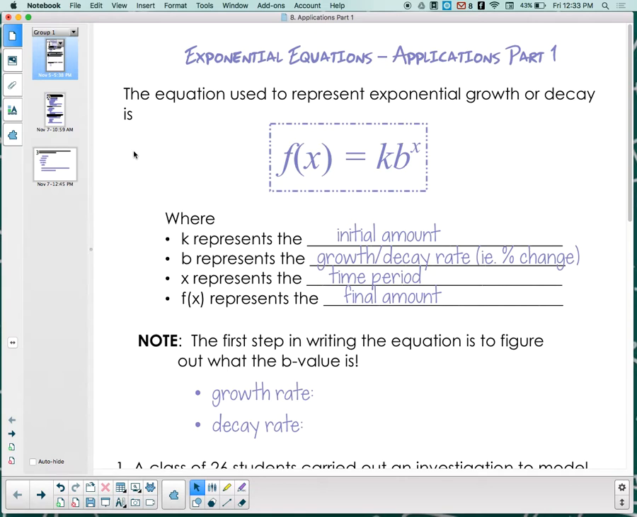In our notes, instead of b, it says h. Should we switch that to b? It doesn't matter. It just means it represents the base. It's your growth and decay rate. Now, how do we figure out the growth and decay rate?